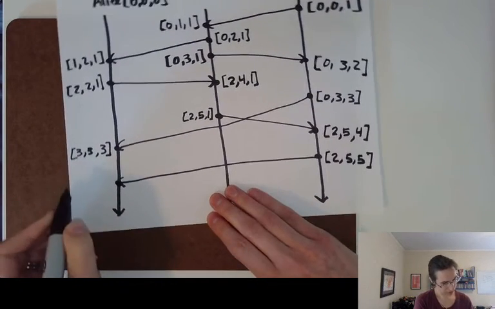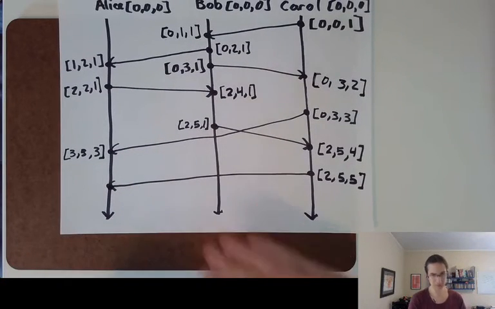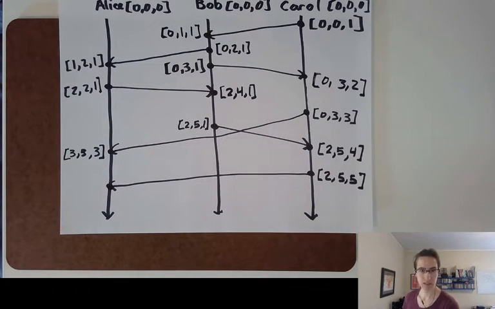Somebody want to tell me what the last vector clock will be for this receive from Alice? Yeah, that one should be 4, 5, 5. That's right.